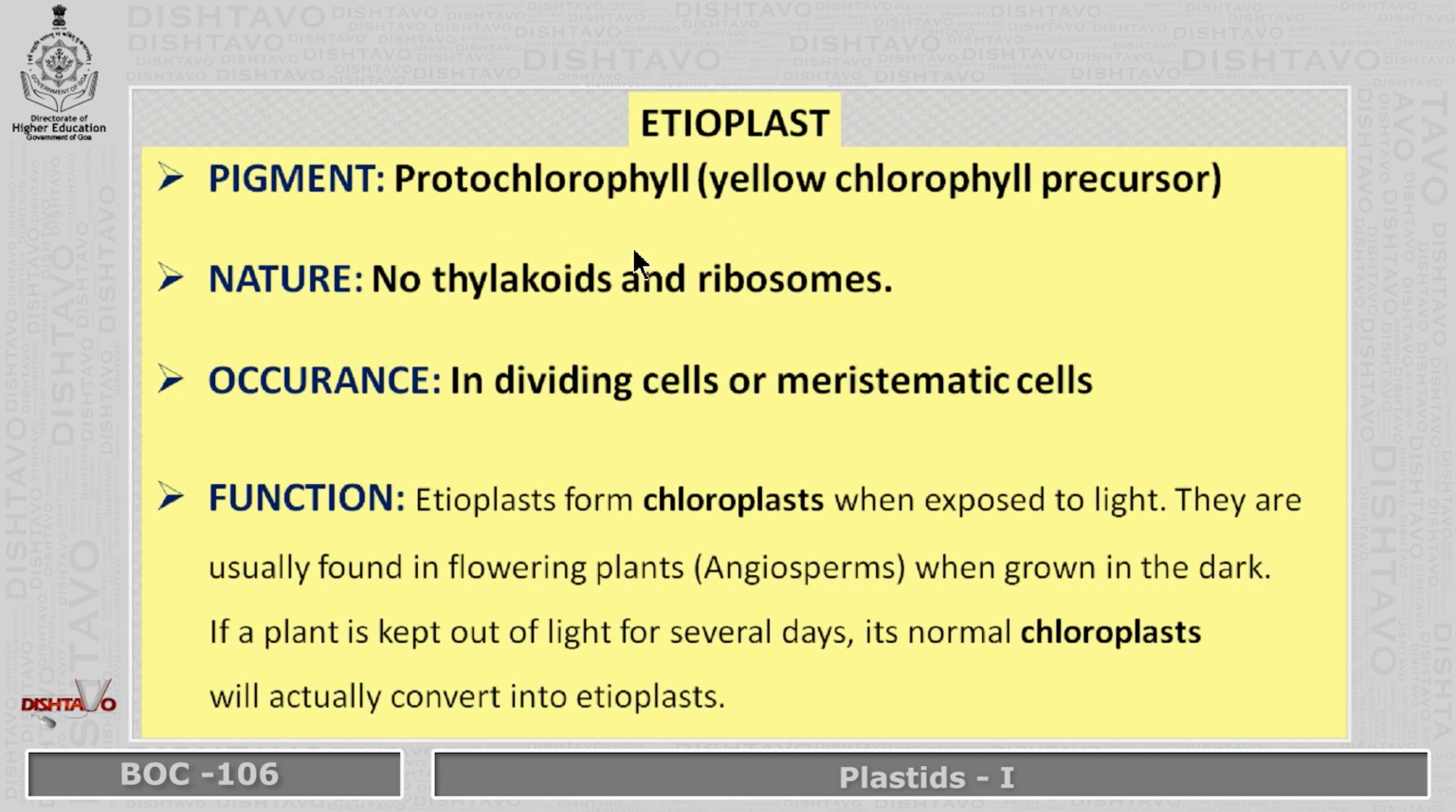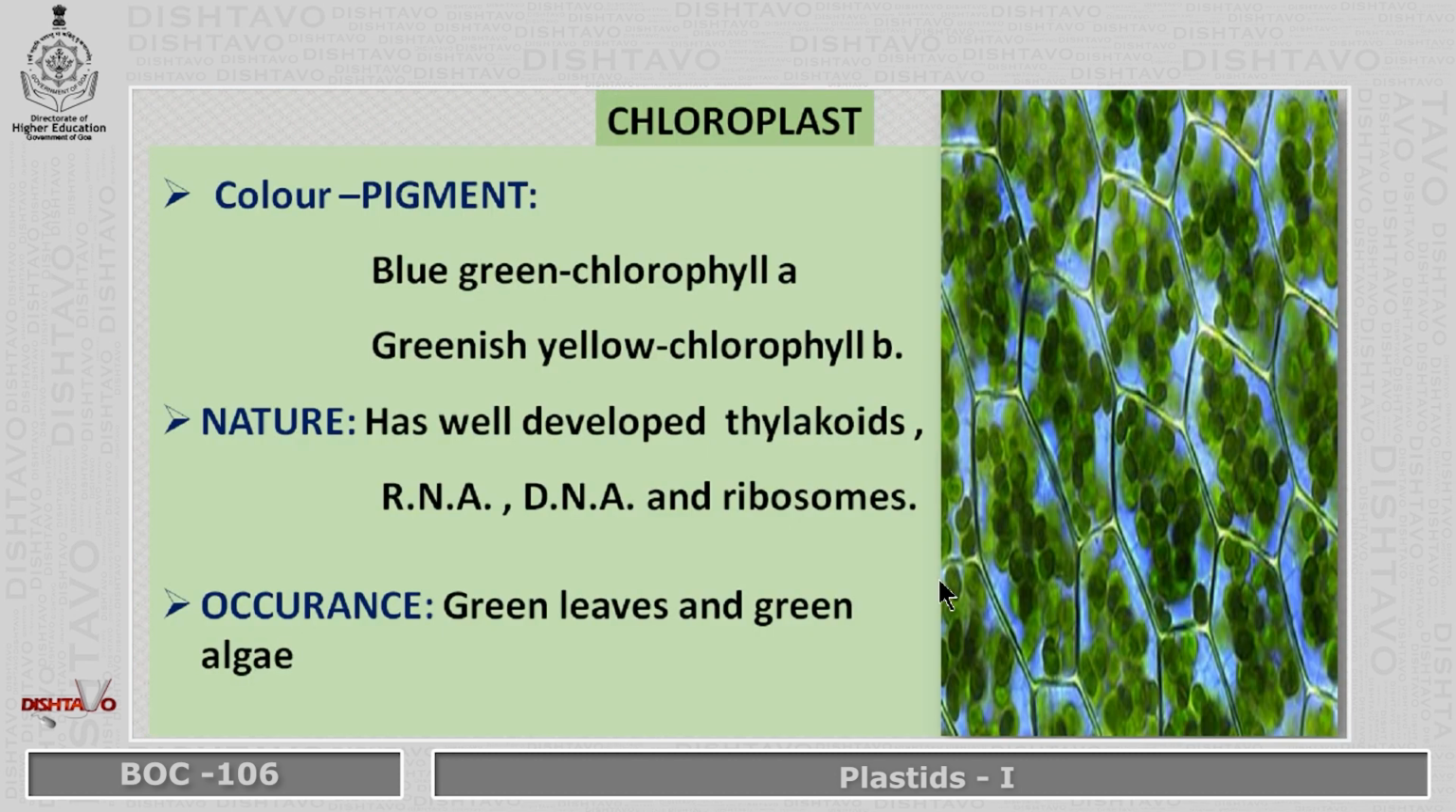What pigment do they have? Etioplasts have protochlorophyll, a yellowish precursor pigment, and there are no thylakoids or ribosomes in etioplasts. They occur in dividing or meristematic cells. What is the function? They form chloroplasts when exposed to light, and they are found in angiosperms. But if they are in darkness, you will see them formed again from the chloroplast, so there is conversion of the chloroplast into etioplast and vice versa.